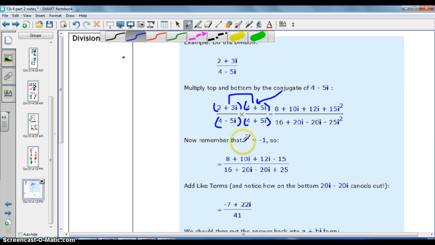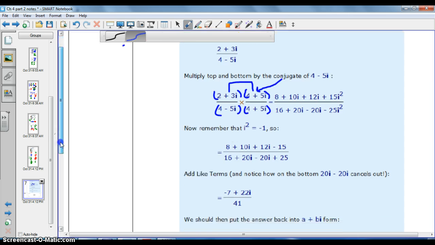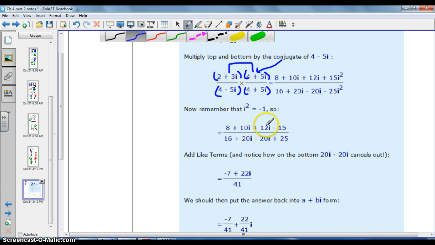So then we change, the next step was changing i squared into negative 1. So the last one's here. That would make that a negative 15 and a positive 25 when we make those negative 1s. And then we just combine like terms. So on the top, we would add our i's, add our reals, and we'd get the answer for the numerator. We would add our reals on the bottom, which actually end up canceling out, which is why we do the conjugate, because it's kind of like we don't want a radical in the bottom. We want to get that simplified.